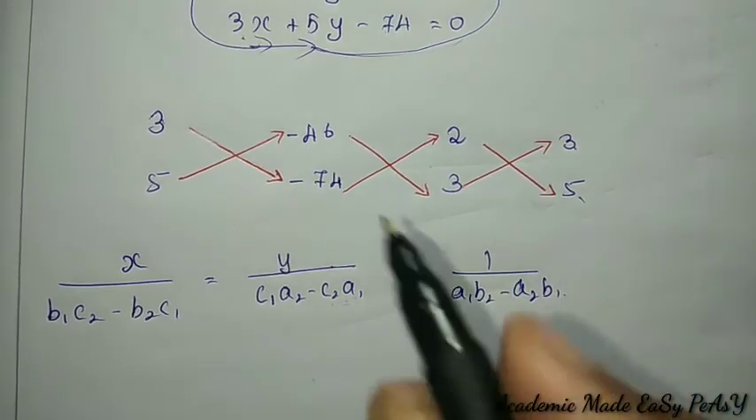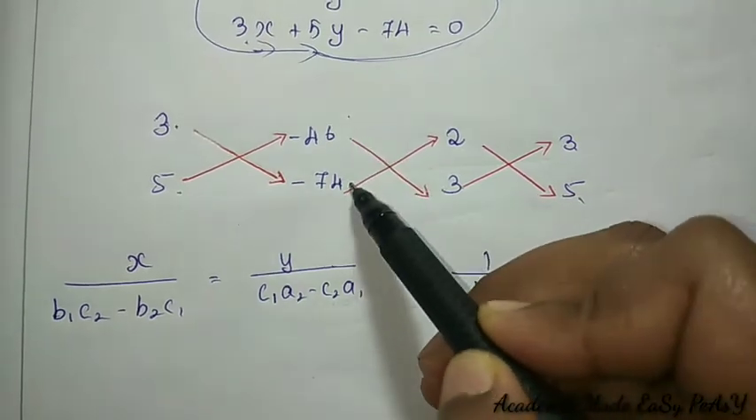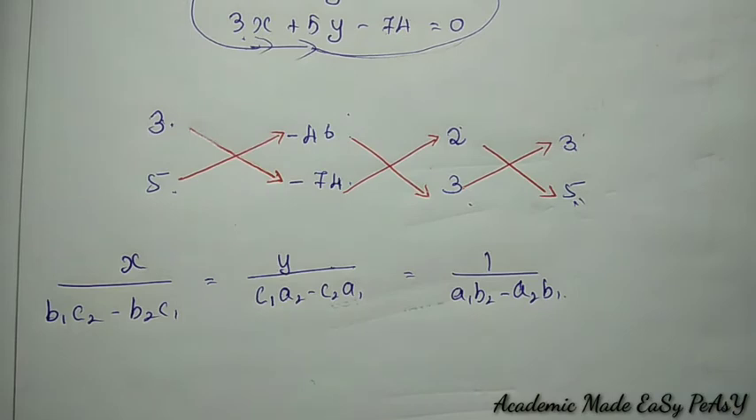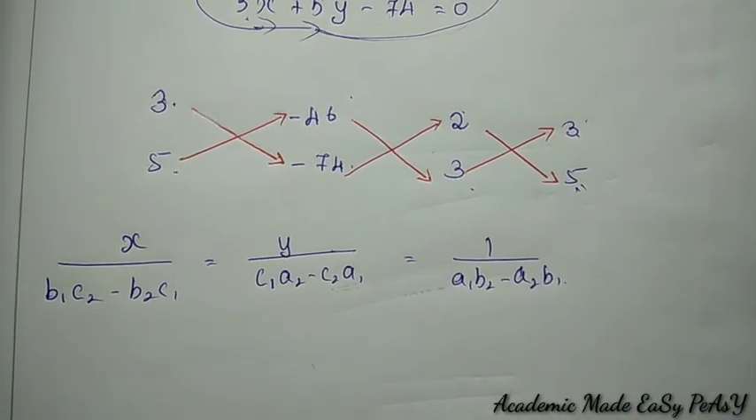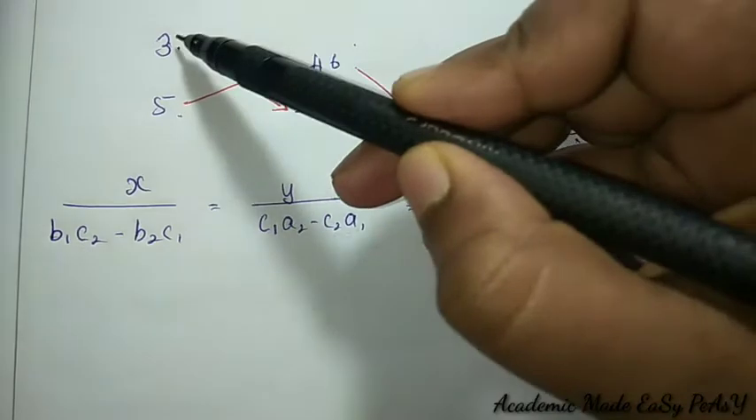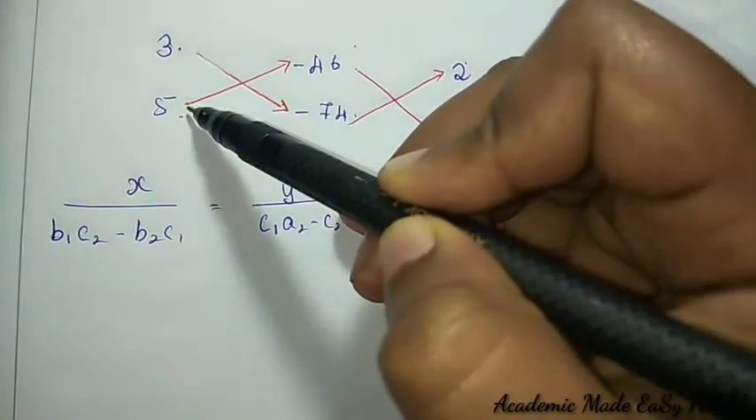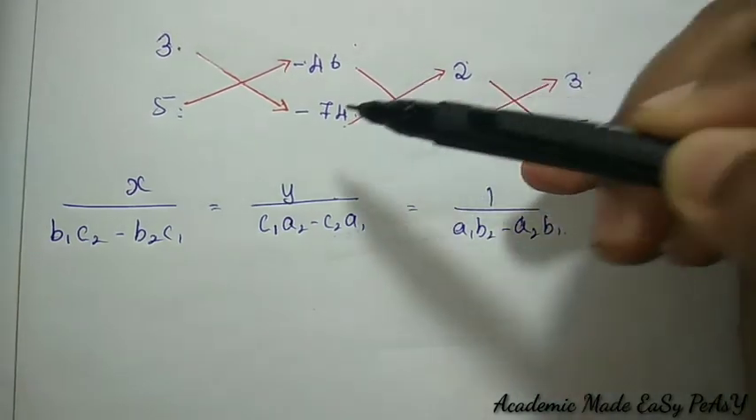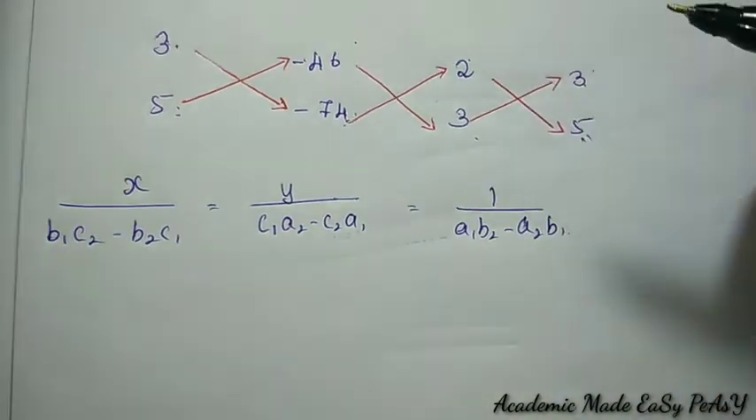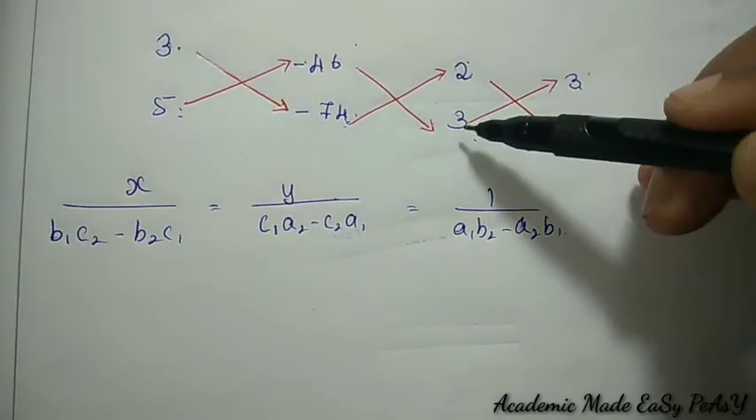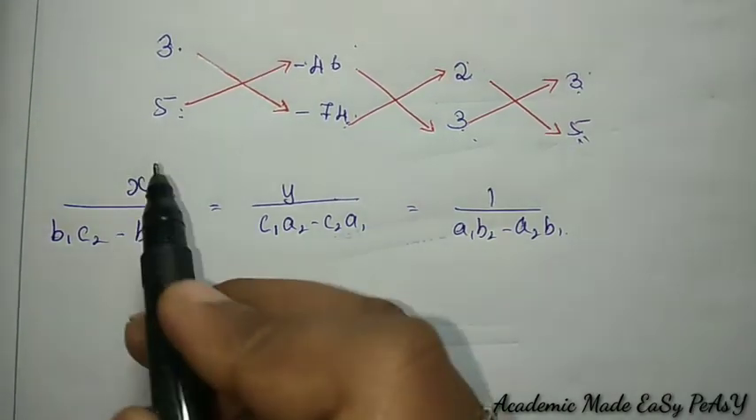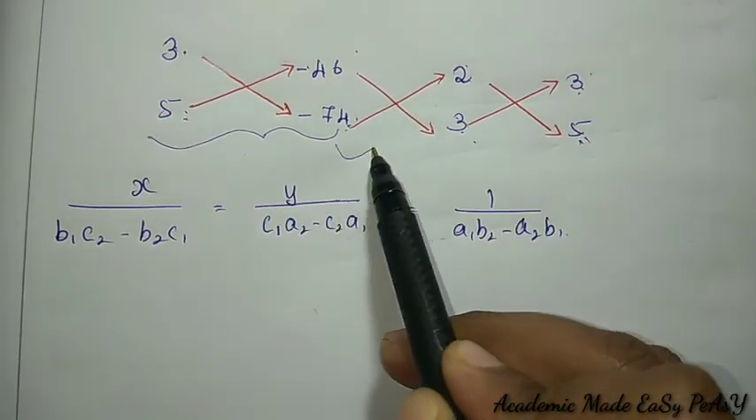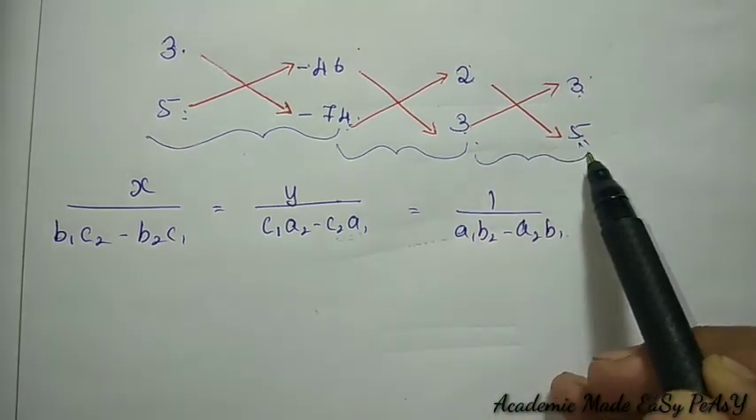This is a formula, okay? So this is b1, b2, c1, c2, a1, a2, b1, b2. This is the diagram, that is an important diagram. If you multiply these two, b1 c2, b2 c1. This is c2 a1, sorry, c1 a2, c2 a1. And here it is a1 b2, a2 b1. This part is for x, this part is for y, and this part is the remaining.